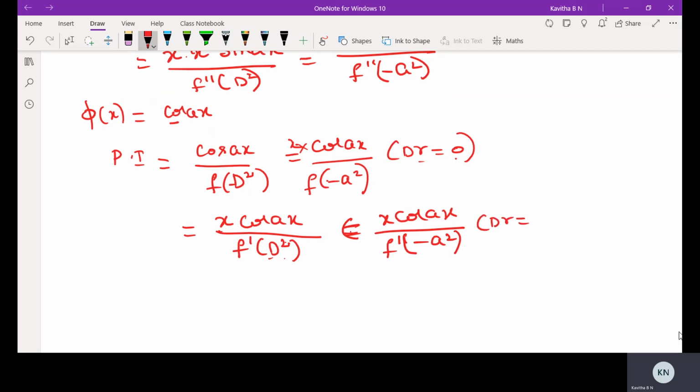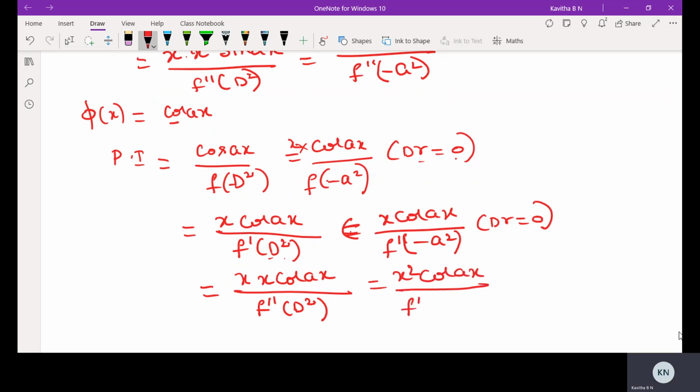Again, if the denominator becomes 0, we multiply x in the numerator: x into x cos ax, that is x square cos ax, divided by f double dash of minus a square. We have to continue this process. Next we have to solve the problem.